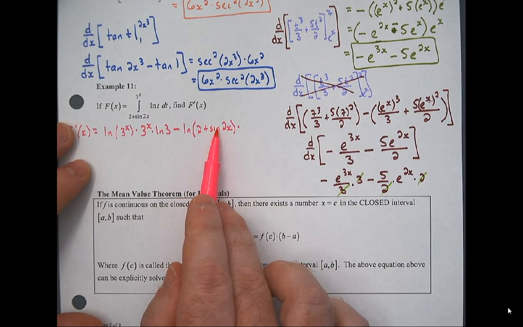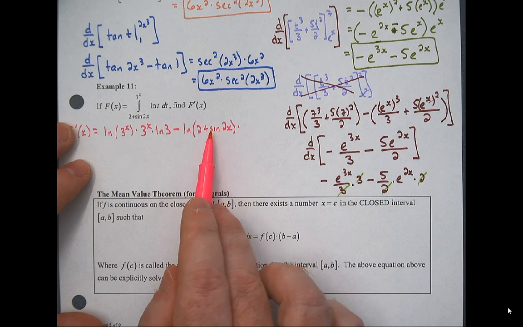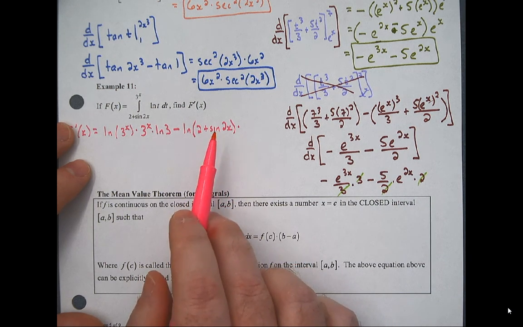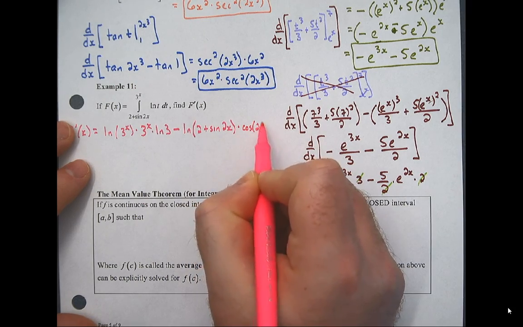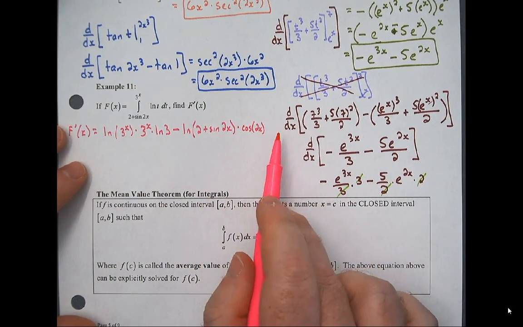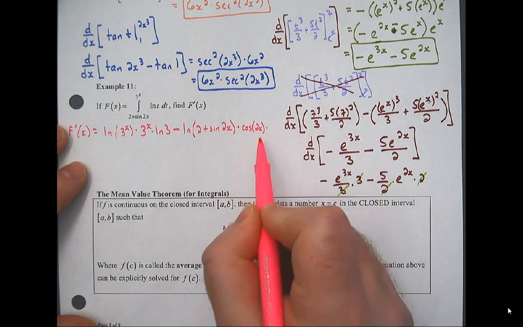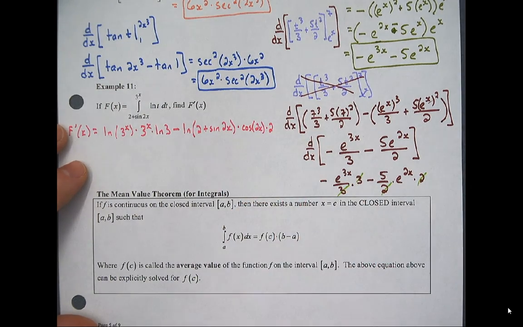What type of rule is it? It's a chain. I've got sine of something. So the derivative of sine of something is cosine of something, I wish I would have done a better job of colors here, but that's life, times the derivative of the something. The derivative of 2x is 2.